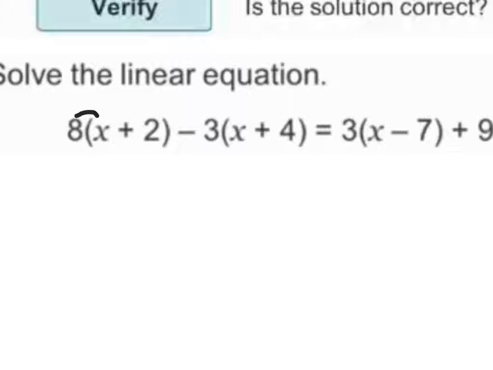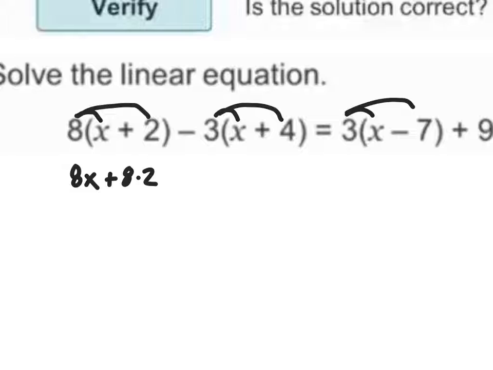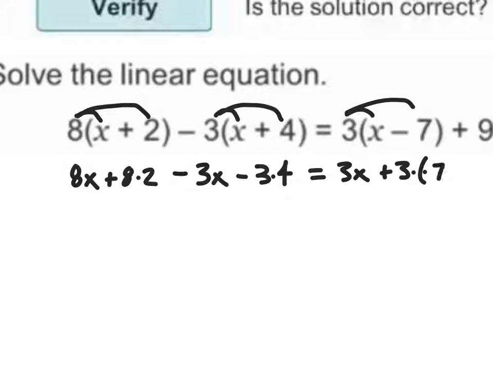So I'm going to multiply 8 times x, 8 times 2. I'm going to distribute my negative 3 into x and then 4, distribute my positive 3 here, and then we just have our plus 9. So let's go ahead and do that. 8 times x is just going to give me 8x, plus, and I'm going to show a lot of steps here, 8 times 2, and then minus 3 times x, minus 3 times 4, and then this is all equal to 3 times x, so positive 3x, plus 3 times negative 7, and then plus 9.